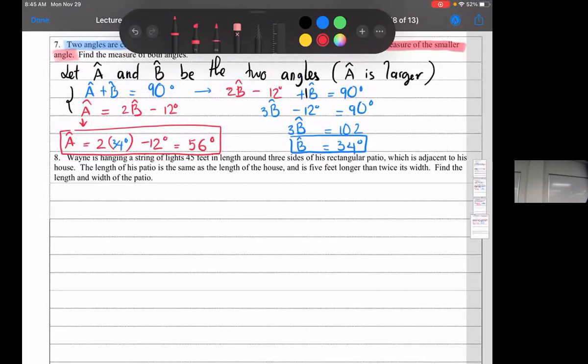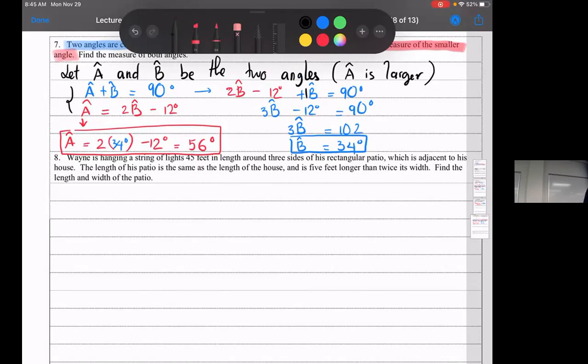Wayne is hanging a string of light 45 feet in length around three sides of his rectangular patio which is adjacent to his house. The length of his patio is the same as the length of the house and is 5 feet longer than twice its width. Find the length and the width of the patio. If you don't understand, that's fine. We go back and read one sentence at a time.